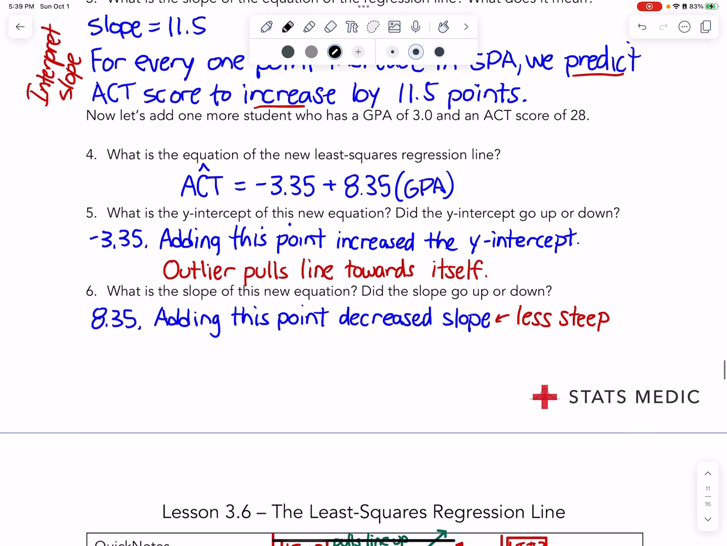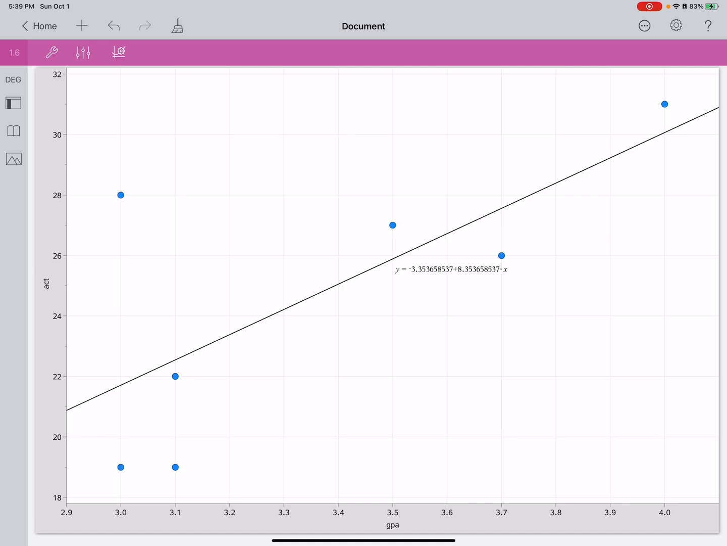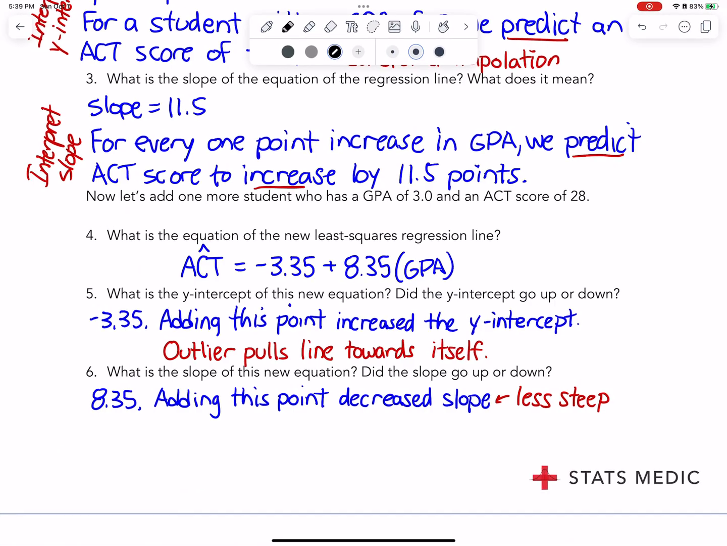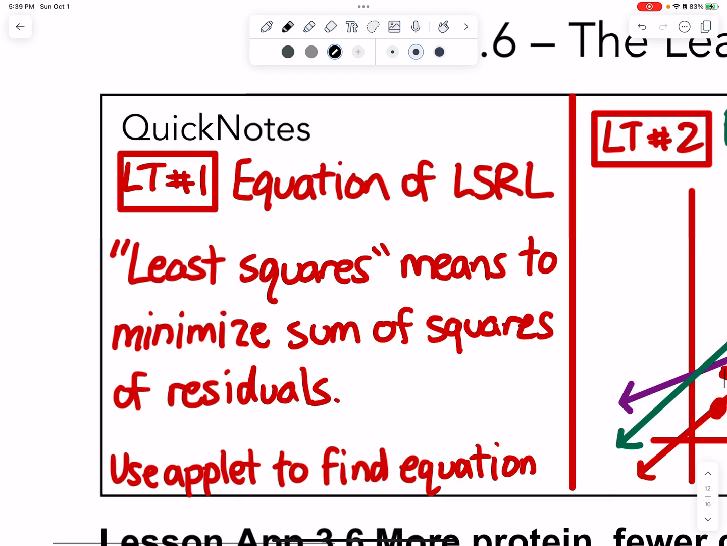All right, so in increasing the y-intercept, you can see it also made it tilt, so it decreased the slope. Here's your learning target. Least squares means it minimizes the sum of the squares of the residuals.